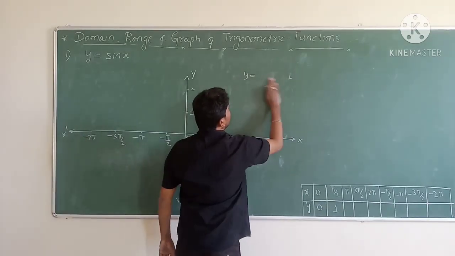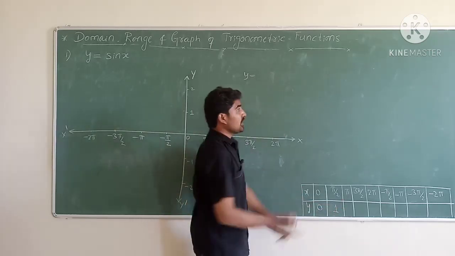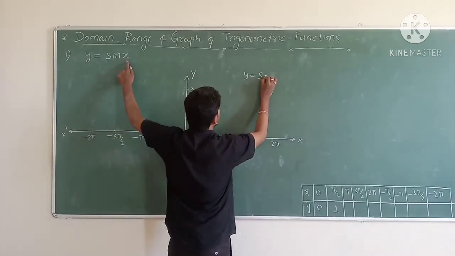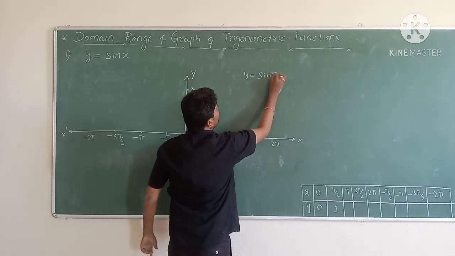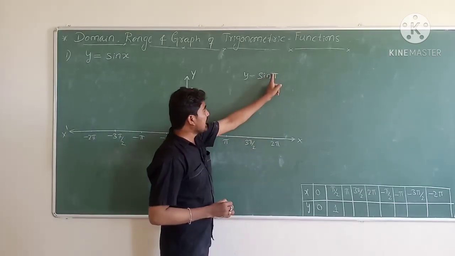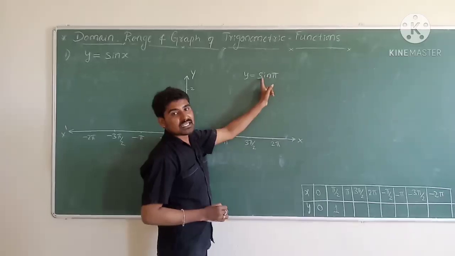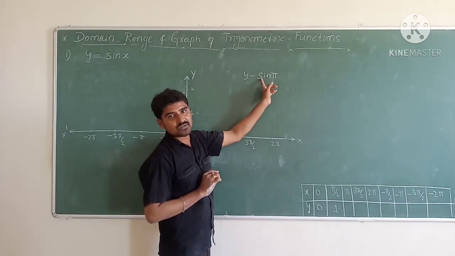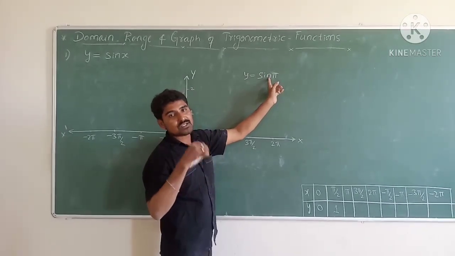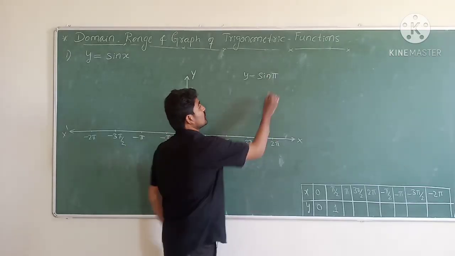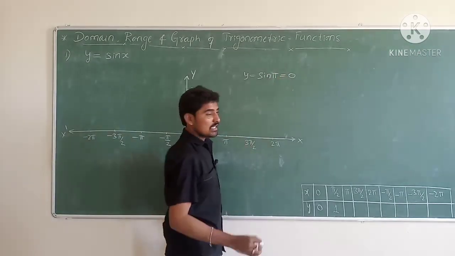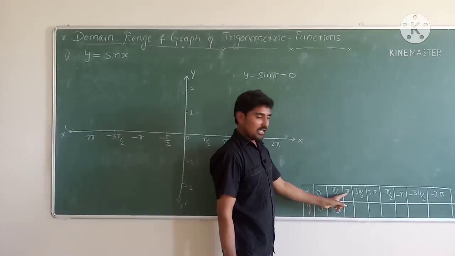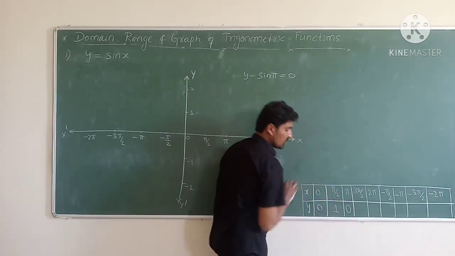Now, when x is equal to pi, the value of y is sin pi. We know that sin of integral multiples of pi is 0. So sin pi is 0, sin 2 pi is 0, sin 3 pi is 0. Therefore, when x is equal to pi, the value of y is 0.